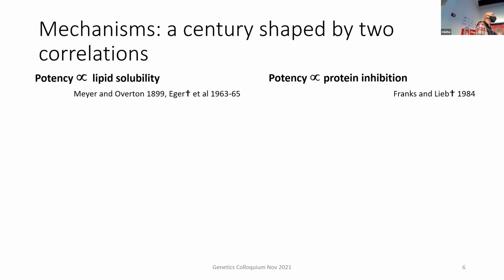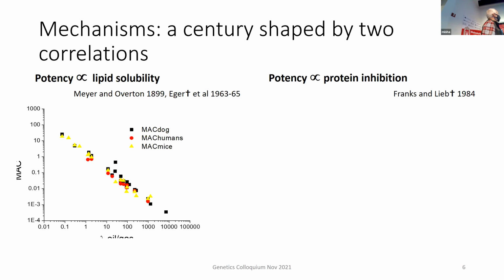The history of research into anesthetics was shaped for more than a century, probably 120 years, by two correlations. It's important to remember that correlation is not causation, but these were two influential correlations. One shows the correlation between lipid solubility and potency. You have lipid solubility, the lambda oil-gas partition coefficient, ranging over a 10-fold logarithmic range, and the potency expressed as MAC, but it's not important what that means. You see an incredible correlation between lipid solubility and anesthetic potency.